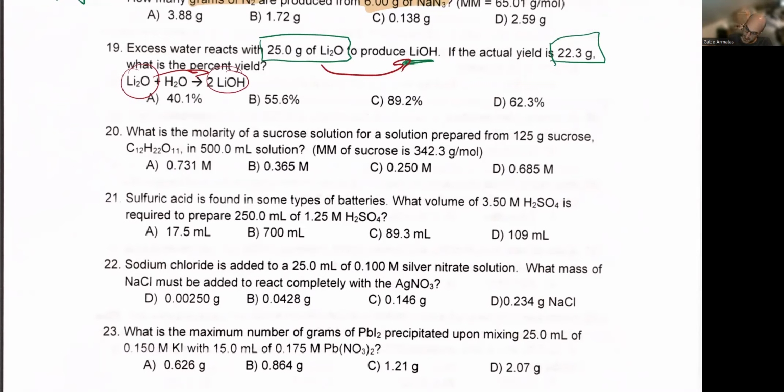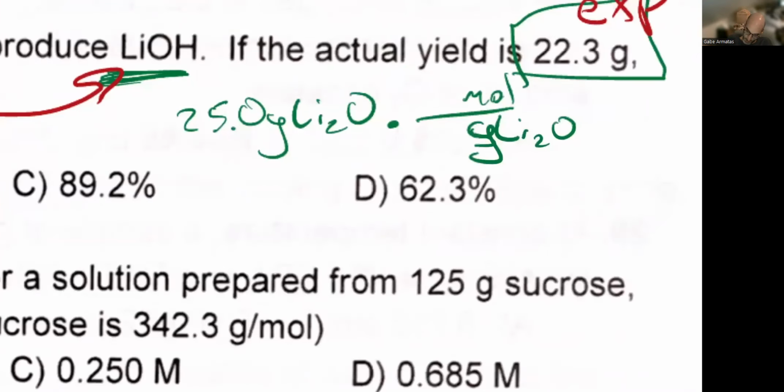So this is the experimental yield. We want to figure out the theoretical yield. We don't have to worry about a limiting reagent because we were told that water is in excess. So with that in mind, we start with our original number of 25.0 grams of lithium oxide times fraction. I want grams of lithium oxide to go away, and I want moles to remain. And this is why it's annoying, because now I have to do math.